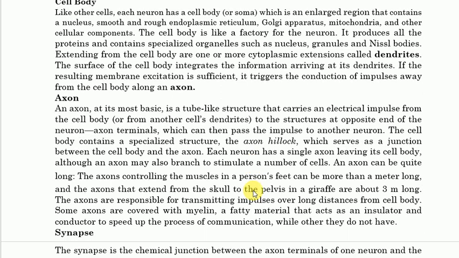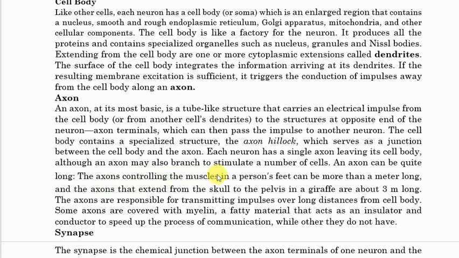Kwa hiyo kila neuron inakuwa na cell body, kila neuron inakuwa na axon moja inayotoka. Lakini kule mwishoni axon inaweza ku-branch. Tunaenda kuona mbele kwenye mambo ya summation. Mbele kabisa kwenye mambo ya summation tunaenda kuona jinsi gani hiyo inavyo-branch inasaidia nini.